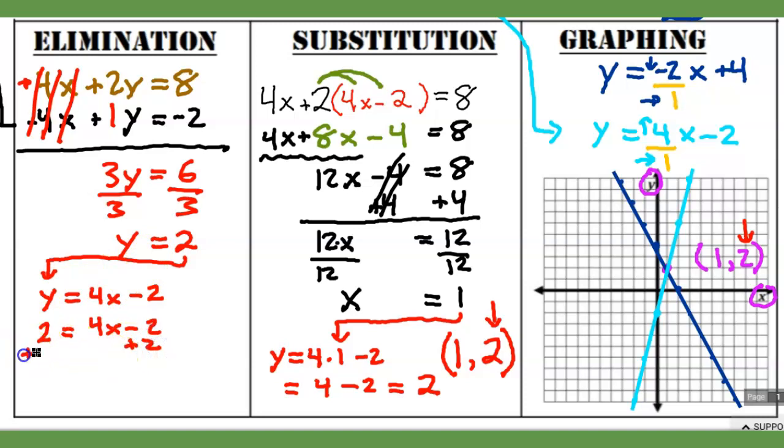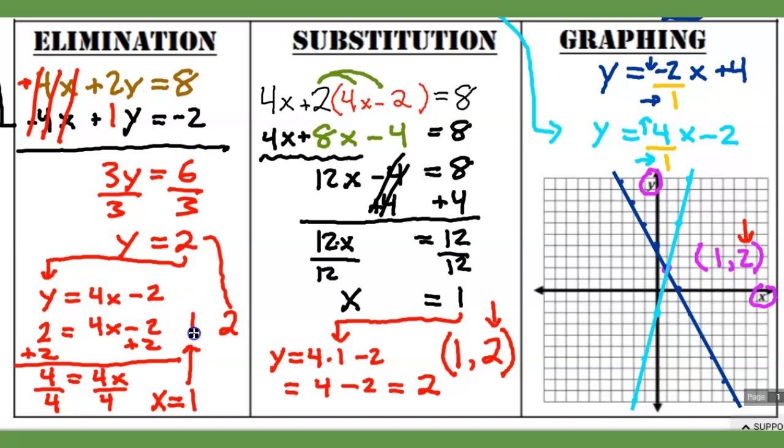And just a quick solve. We have 4 equals 4 times what? So 4 times what equals 4? And x equals 1. So as promised, we get the same exact answer all 3 ways.